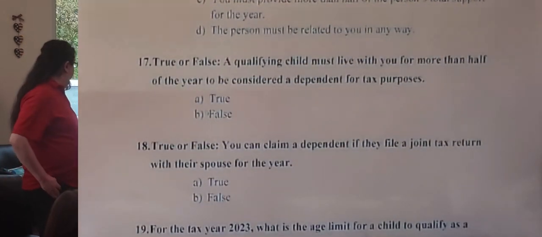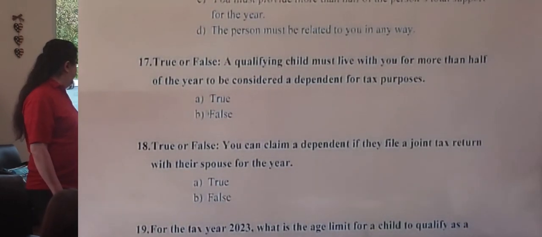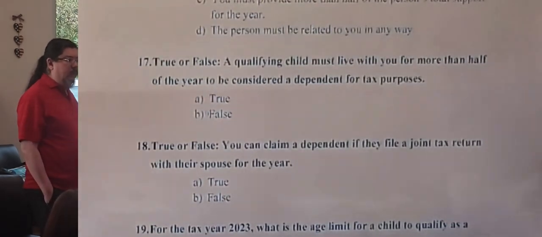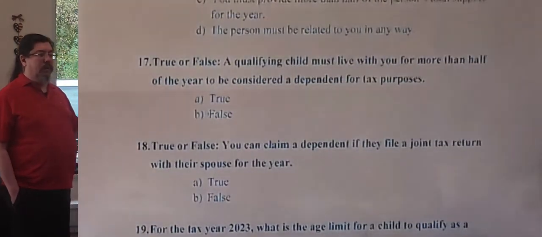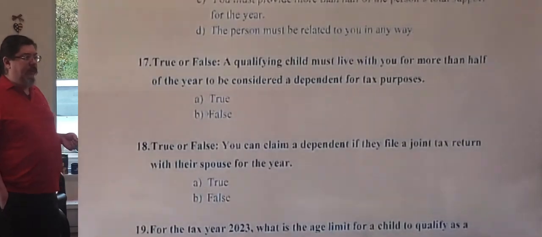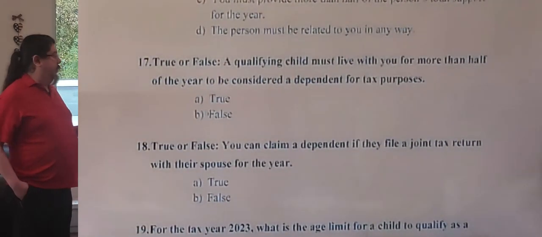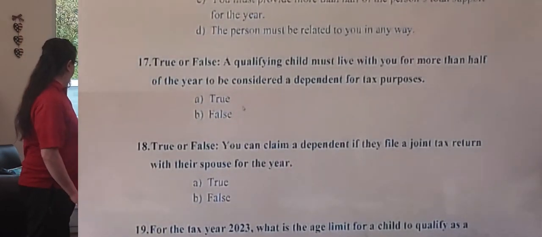Okay, true or false? A qualifying child must live with you more than half the year to be considered a dependent for tax purposes. True with exceptions. True, unless there's a Form 8332, then the non-custodial parent could claim the child as a dependent. The 8332 must be signed by the custodial parent. So the answer is mostly true, mostly A.